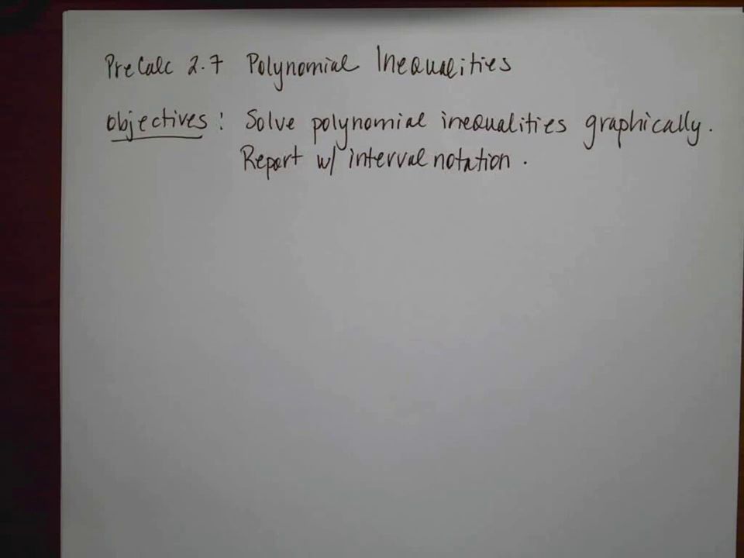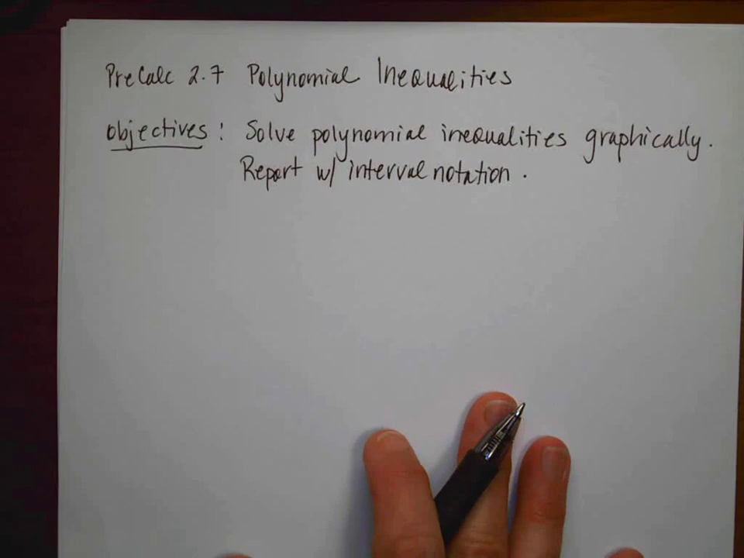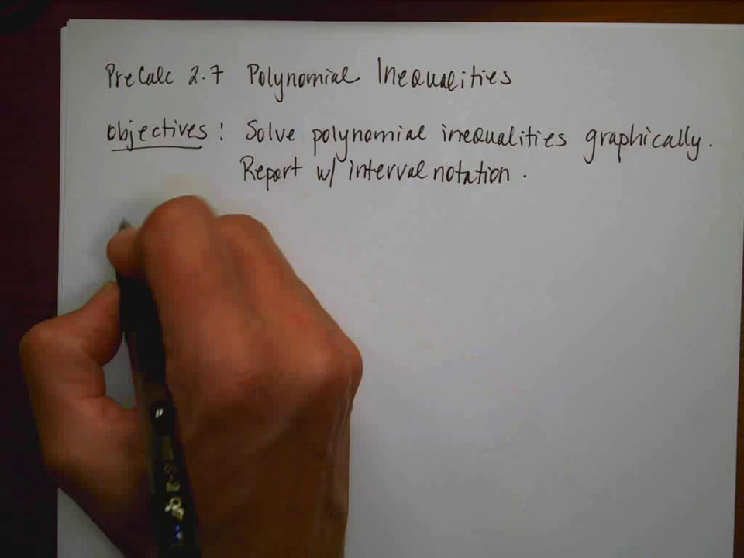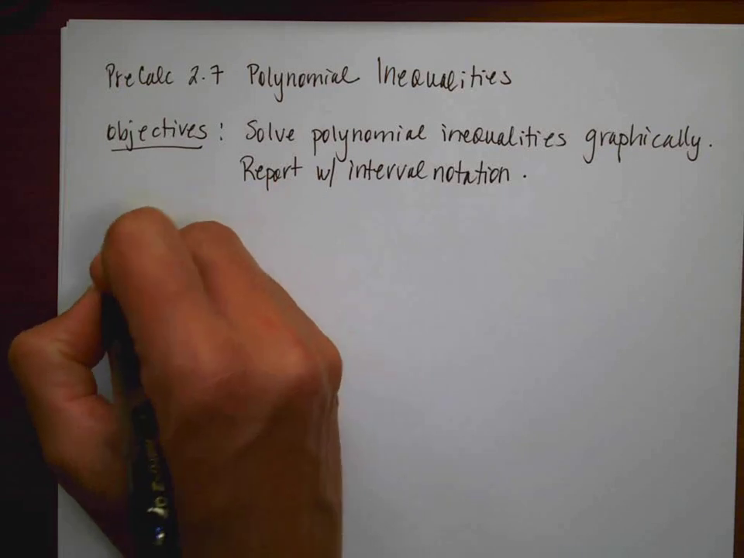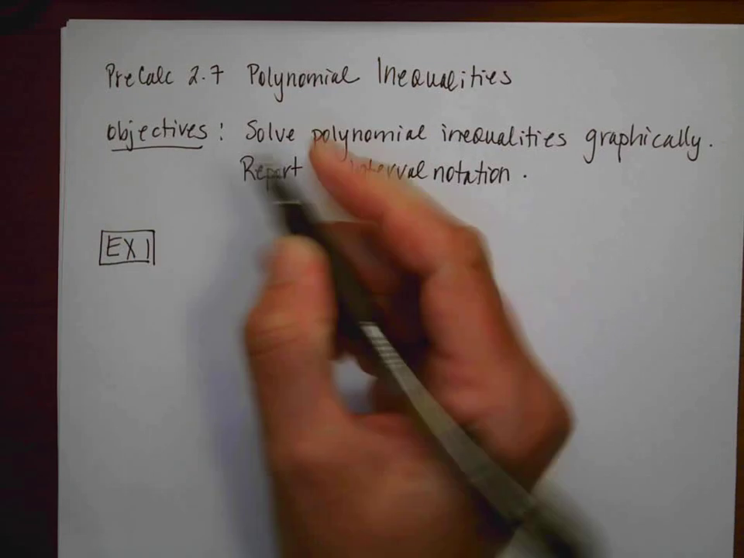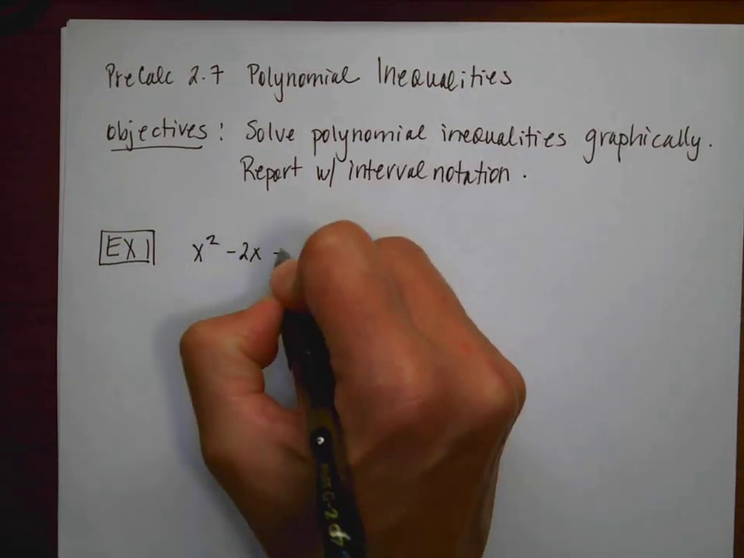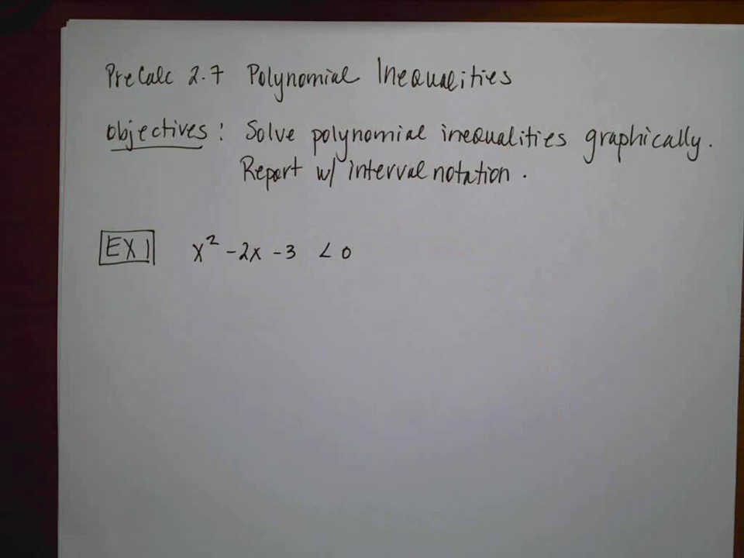I will tell you that the book does this differently, and I am going to choose to ignore the book's method because I know what's coming when you get to calculus. So we're actually just going to start with an example, and I'll explain some information as we go along. A polynomial inequality might look something like this.